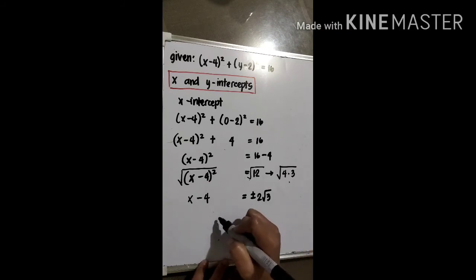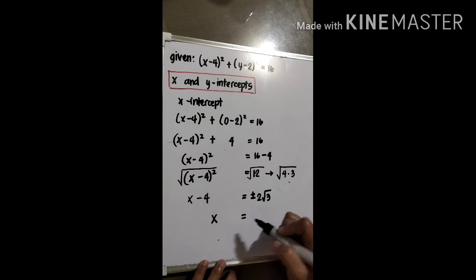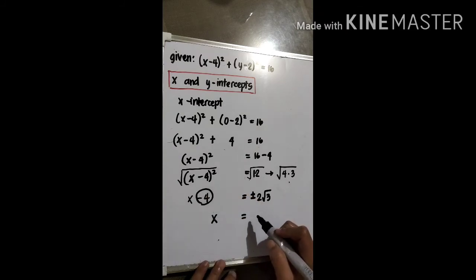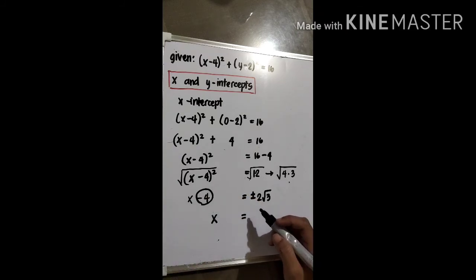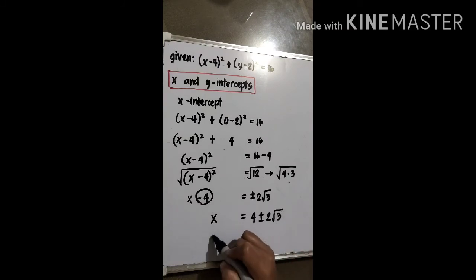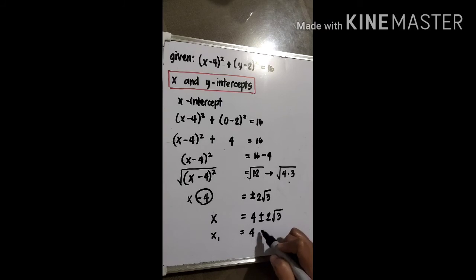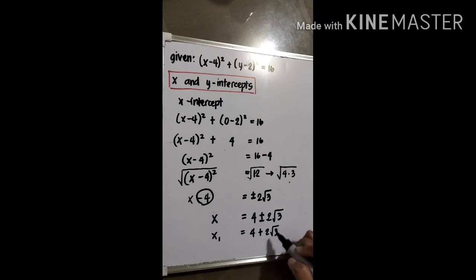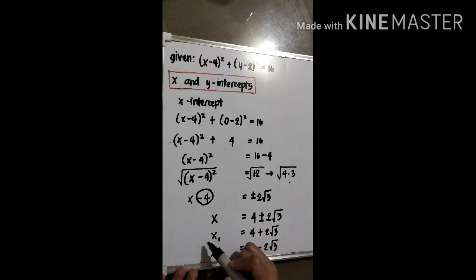Since we are just looking for x, we have to transfer negative 4 into the right side of our equation. So we have now positive 4. That will now become x equals 4 plus or minus 2 square root of 3. So we have two values for x here. The first value, x sub 1, is 4 plus 2 square root of 3, and the other value is 4 minus 2 square root of 3. So these are now the x-intercepts of our circle.